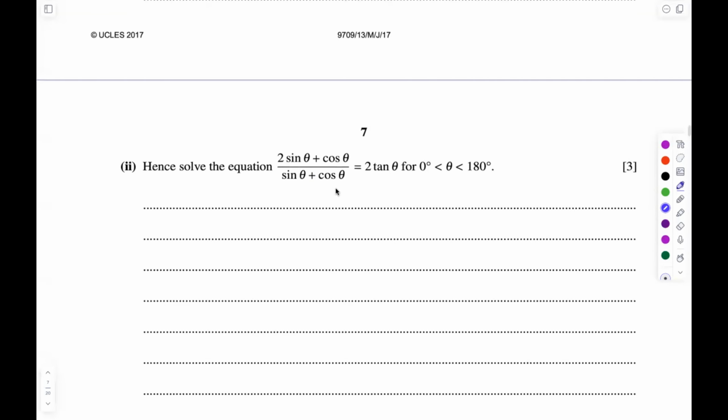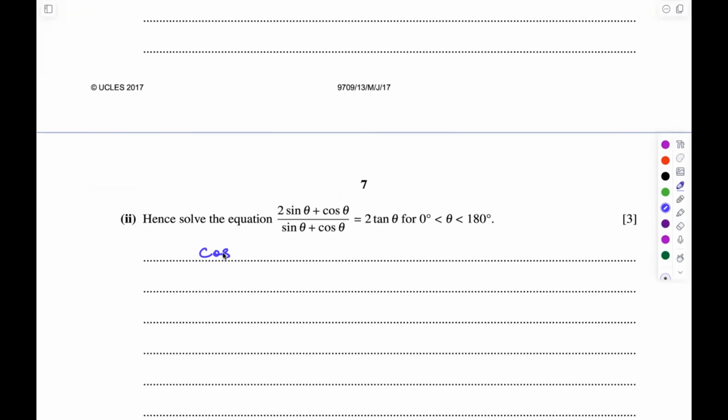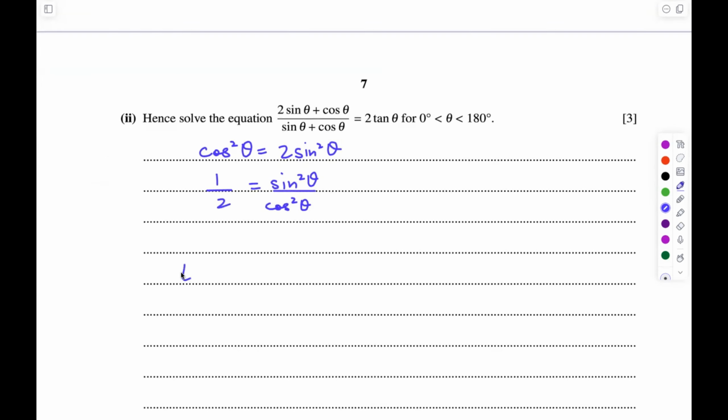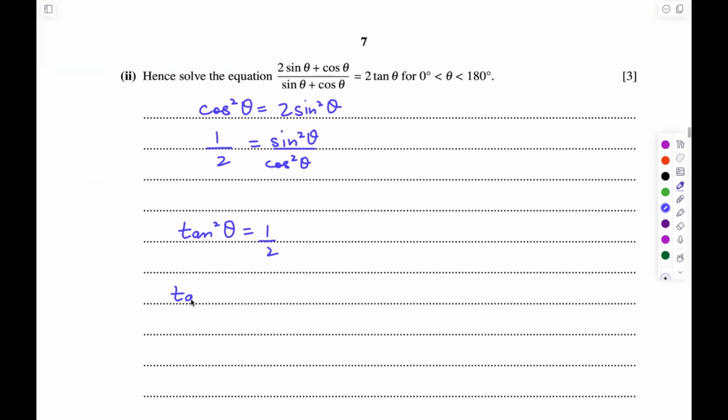In part 2, it says, hence solve the equation for 0 to 180. Now we know that this can be written as cos squared theta is equal to 2 sine squared theta. Bringing the cos squared to the right hand side and 2 to the left hand side, we can write this as 1 upon 2 is equal to sine squared theta upon cos squared theta. So we know that sine squared upon cos squared is tan squared. So this will be tan squared theta is equal to 1 upon 2, or tan theta will be equal to square root of 1 upon 2.